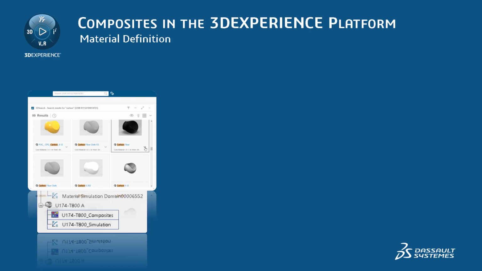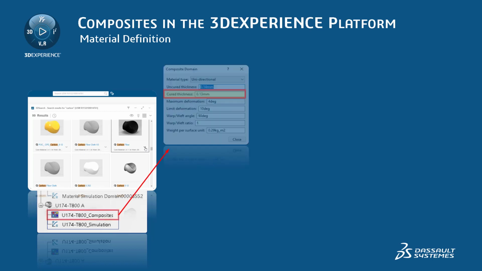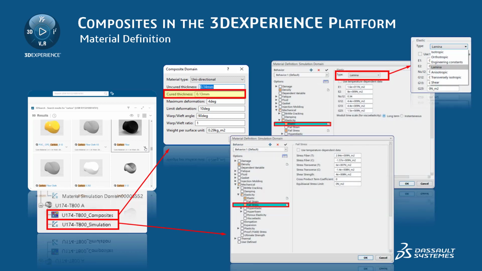When creating new material, 4 separate domain types exist: appearance, drafting, composite, and simulation. To model elastic composites, the material definition must contain a simulation domain, along with a composite domain. The composites domain defines the thickness of the ply and other properties used during the manufacturing producibility analysis. The cured thickness is used for the engineering stacking in the CATIA composite model and section properties during Simulia simulations. The simulation domain defines the mechanical properties of the material. Several types of anisotropic elastic behaviors are available, as shown in the top right corner of the slide.